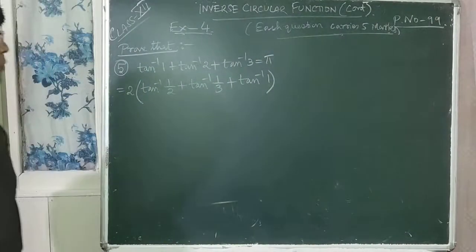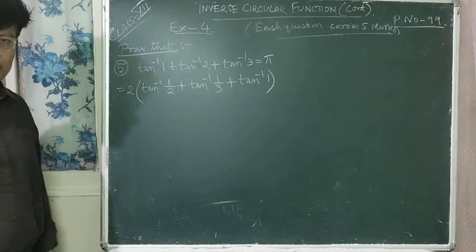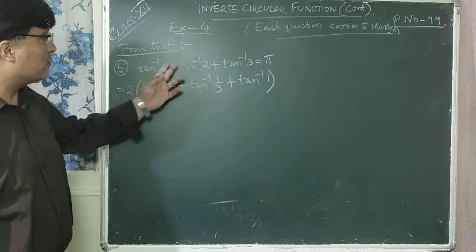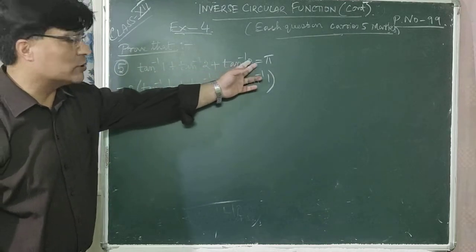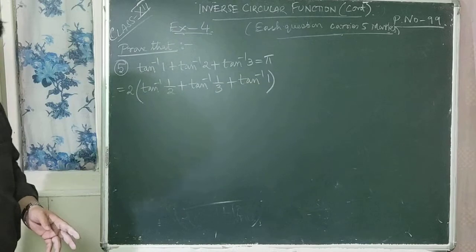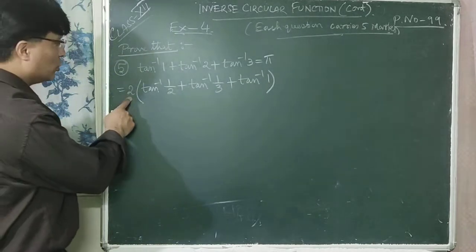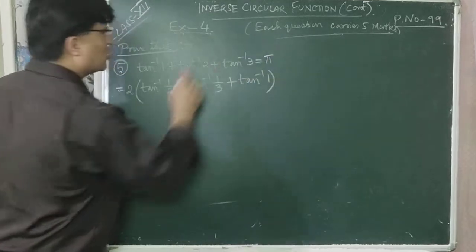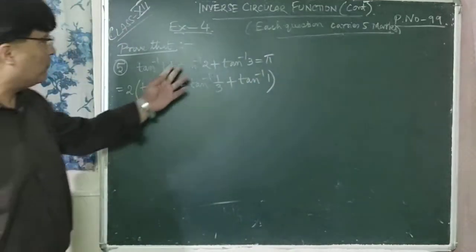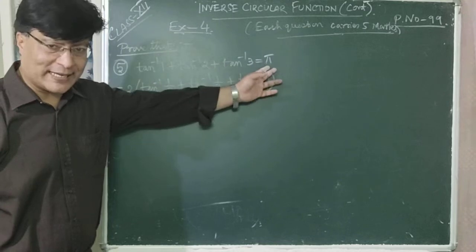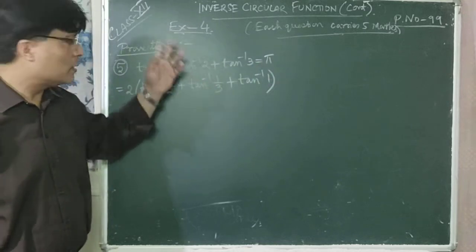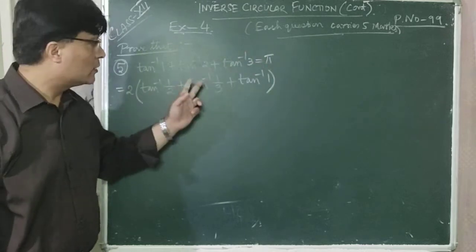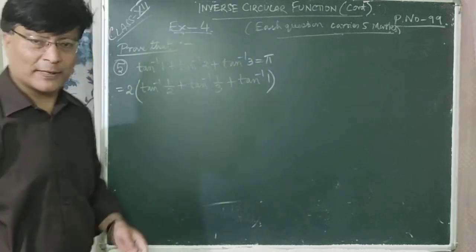So now we will do the next question, that is question number 5. So it is also proved that. You have to prove that tan inverse 1 plus tan inverse 2 plus tan inverse 3 is equal to pi. There is another question also. That is, you have to prove 2 into tan inverse half plus tan inverse 1/3 plus tan inverse 1 is also pi. You have to prove first is equal to second and third is equal to second, right?